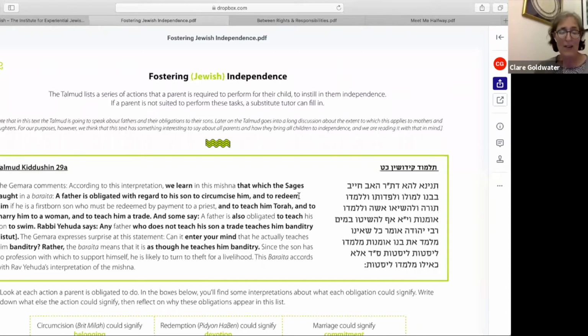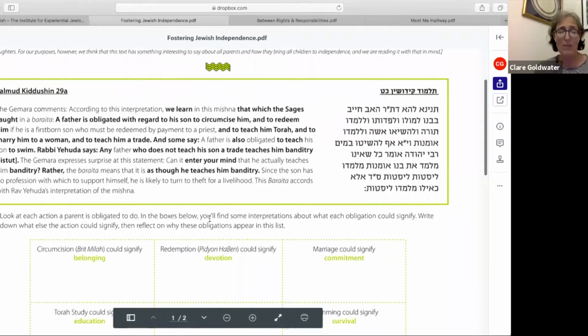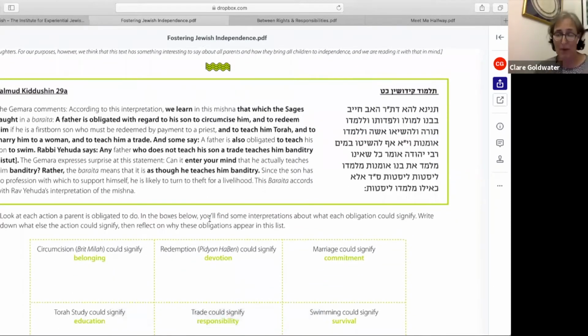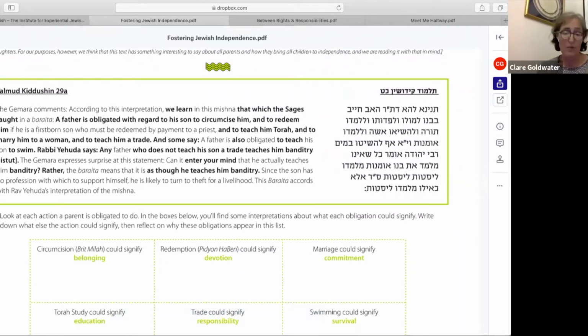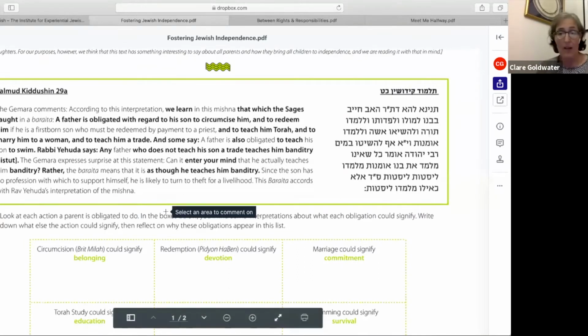So let's look at the Talmud, in Tractate Kedushin, which is the place which talks about the relationships between parents and children, and especially the obligations that children have to honor their parents. So it also talks a little bit about what parents have to do for their children. So we're just going to read this quickly, and it's going to show us a bunch of different things that the Talmud requires a parent to do for their child. Robin, can you just read this part here in the box, the Gemara comments, right?